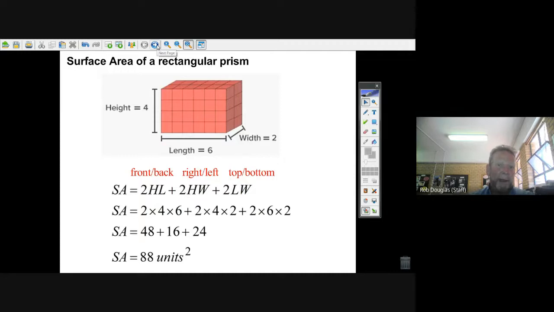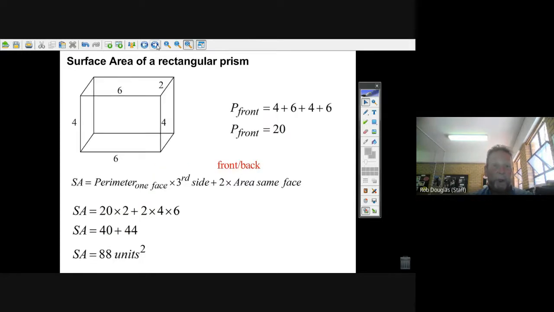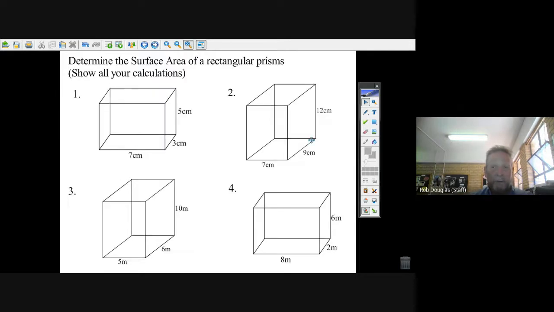But some people like this way, some people like that way. You can use either way to work out the answers to these questions here. What's the surface area of these rectangular prisms?